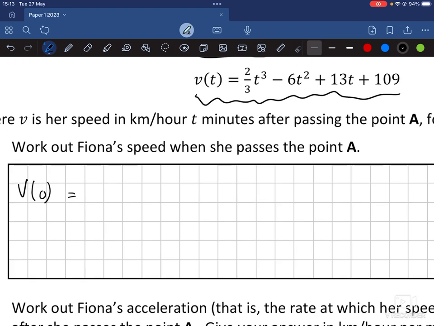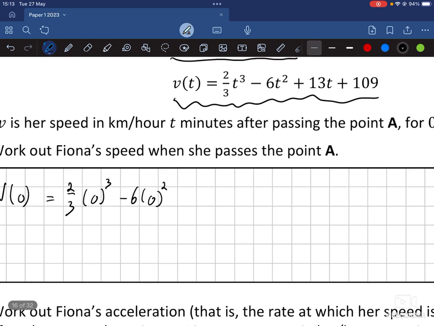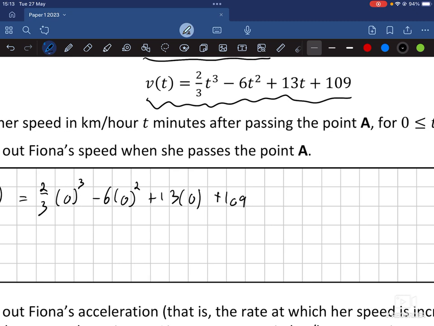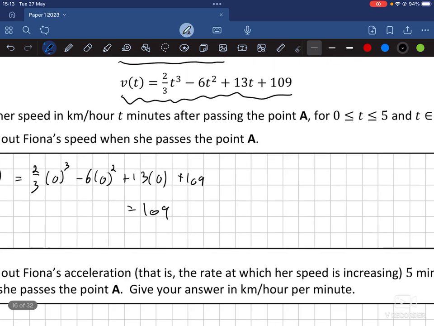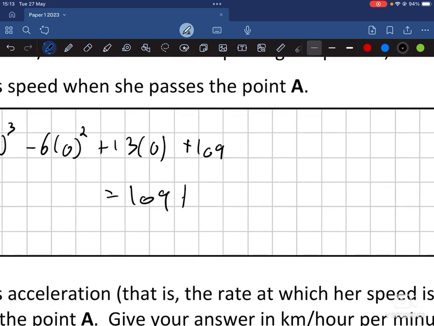So v of 0. That's 2/3 minus 6, 0 squared, plus 13 times 0, so it's 109. This whole thing is just 0, and we just get left with 109. And then don't forget your unit. She's traveling at 109 kilometers per hour. That's how you do the first part. So that's not too bad.